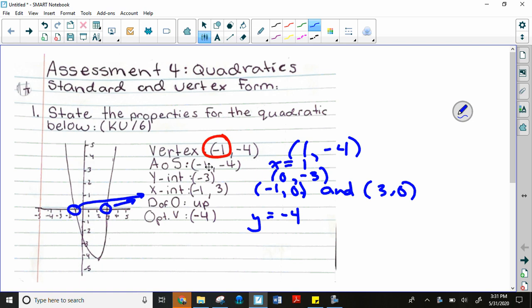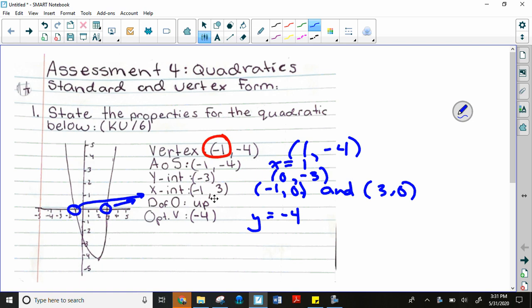Axis of symmetry is always an expression that says x equals whatever your x value of your vertex is. So the correct vertex is 1, x value is 1. So it should say x equals 1 for your axis of symmetry. Your y-intercept is a coordinate, and it has an x value of 0. So you should say 0, -3. But the -3 part is correct.